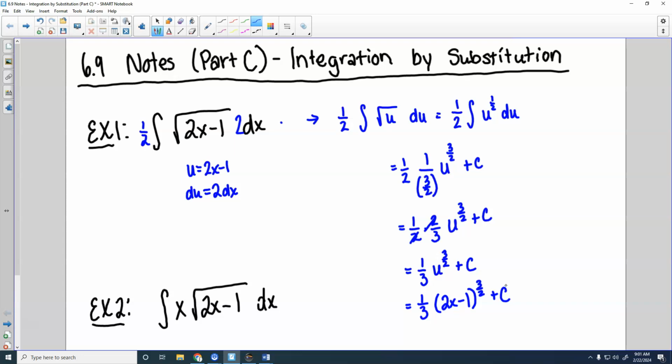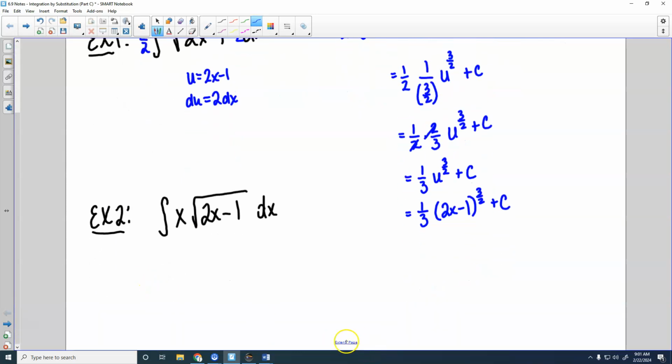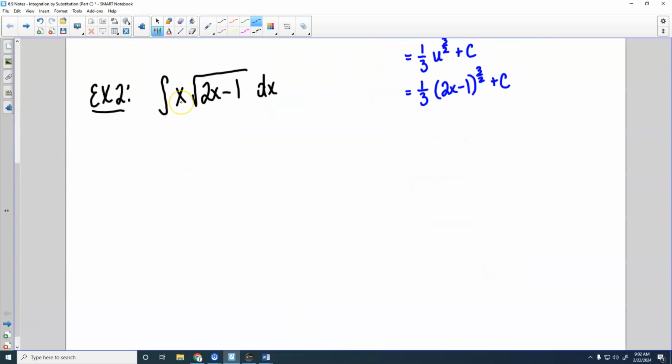And they might write that back as roots. If they do, it's square root of 2x minus 1 to the 3rd power. They may just leave it like it is for that. So we should feel pretty comfortable with that. At this point, are you guys feeling okay doing a problem that looks like that? Okay, we're all right. Now, what if I give you the exact same problem, but I put an x right here?